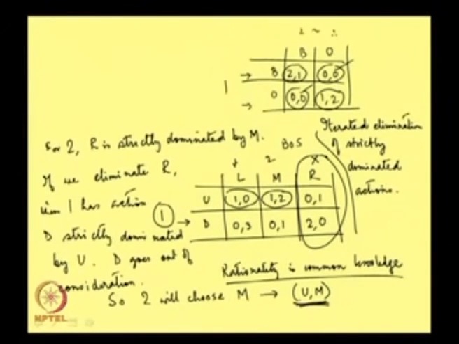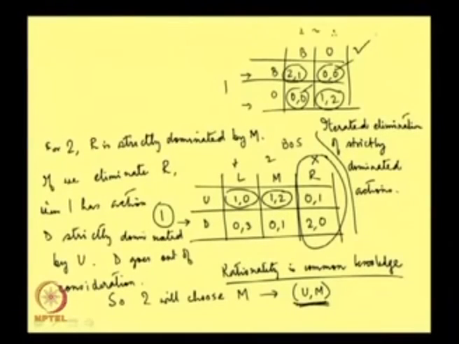Now, observe that in this case, the payoff at UM is a Nash equilibrium, that is, UM is a Nash equilibrium. If UM is reached, then there is no reason why any of the players would like to deviate. So, iterated elimination of strictly dominated actions gave us, in this case, a profile which is a Nash equilibrium.